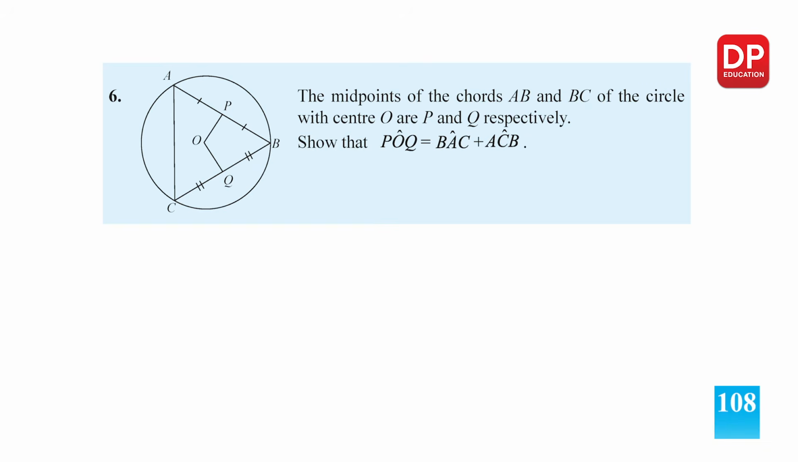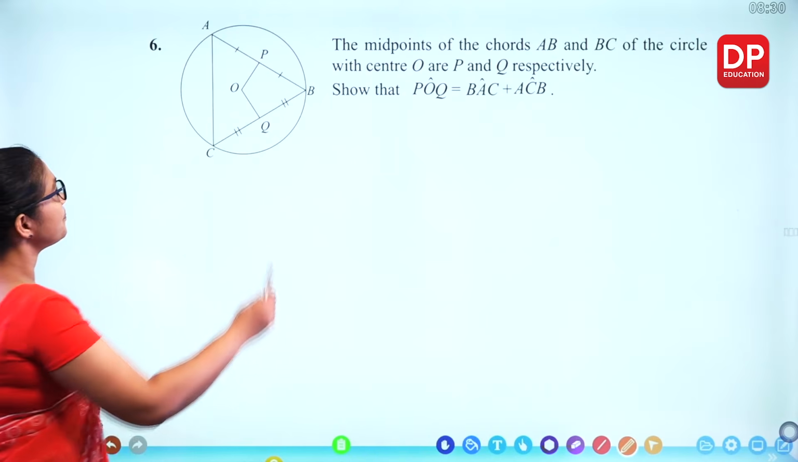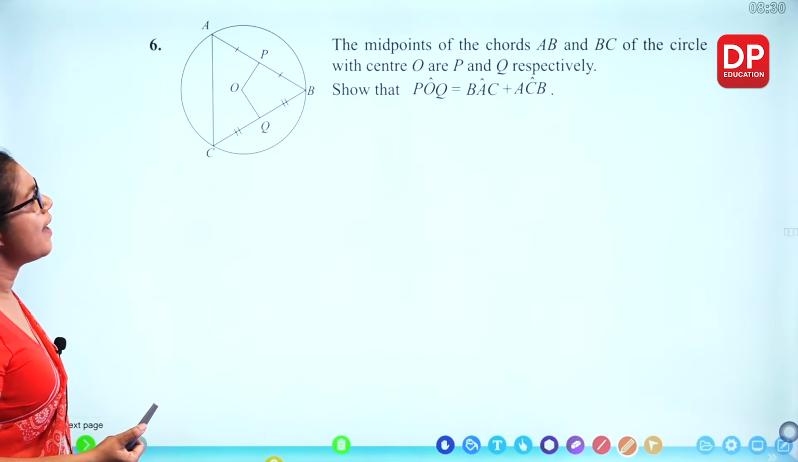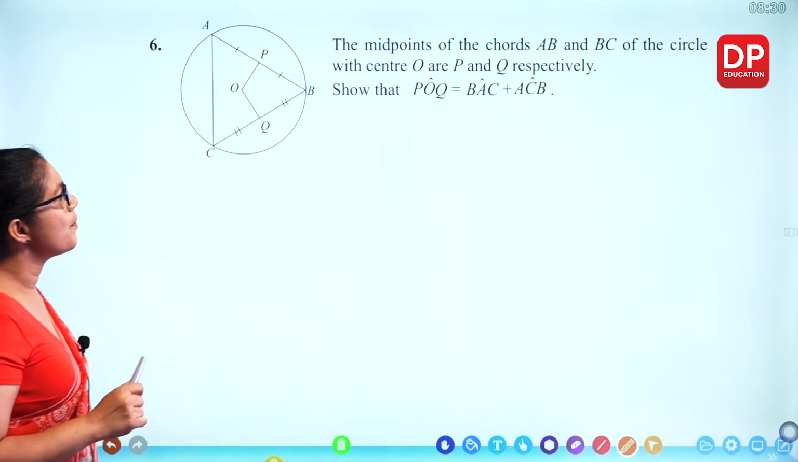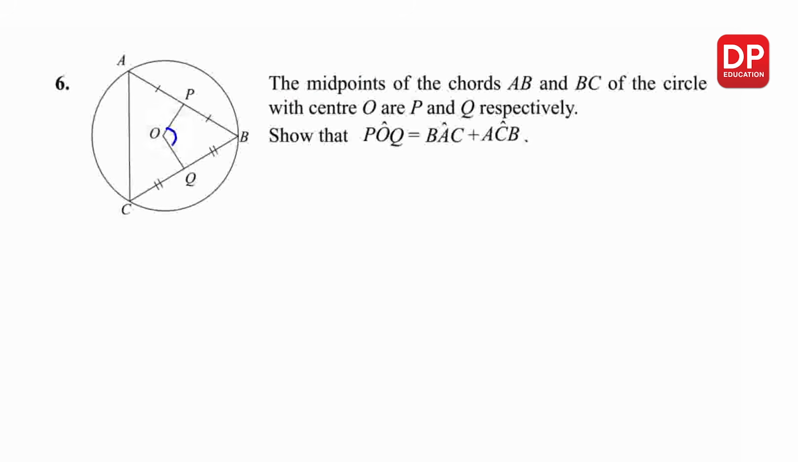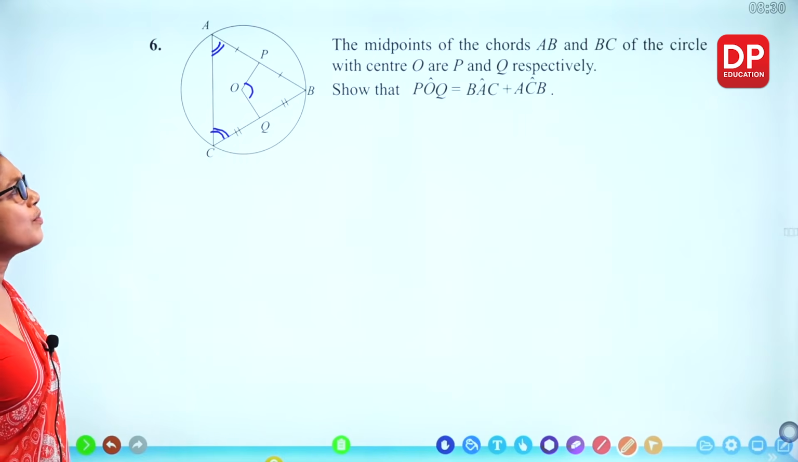Now we'll look at question number 6. It says the midpoint of the chord AB is given as P, the center is O, and the other midpoint is given as Q. Show that angle POQ is equal to BAC plus ACB. So you have to show this angle is equal to the sum of the other two angles.